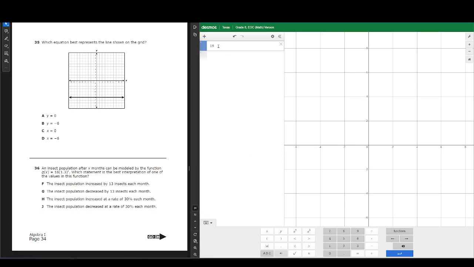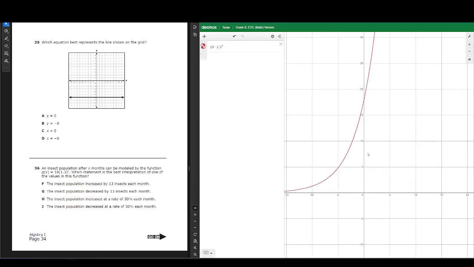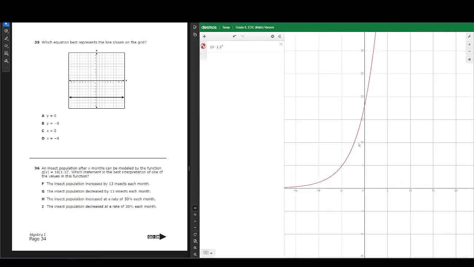So first thing I would do is go ahead and graph it. So we get this exponential growth curve. So we can immediately, by seeing its exponential growth, eliminate G and J. Those both say that we're decreasing, and clearly as we go to the right, the number is increasing. Then the question is it 13 every month, or is it 30% each month?